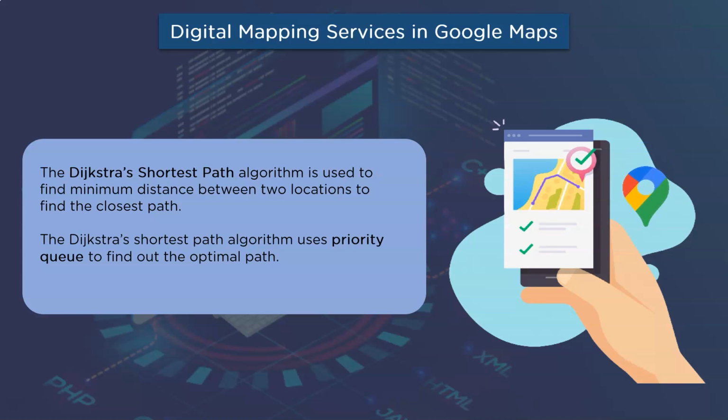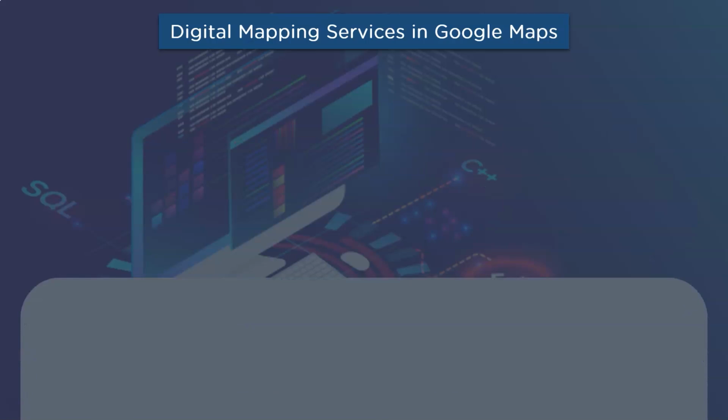Well, Dijkstra's shortest path algorithm implemented in Google Maps actually manages to do that by gaining access to all possible paths. This algorithm uses the priority queue to maintain all the paths in order. Let's understand how it works in detail.